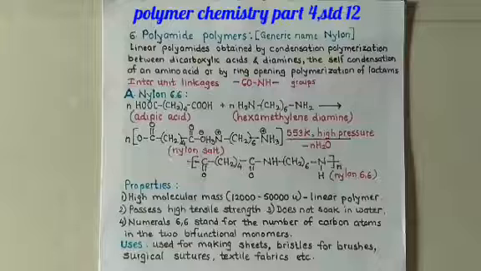In this, we are going to see two examples. First, we'll see nylon 6,6. Monomers used are adipic acid and hexamethylene diamine. So here, adipic acid contains CH2 four times and COOH groups at the terminals. Hexamethylene diamine contains 6 methylene groups, CH2 groups, and 2 NH2 groups at the terminal ends.